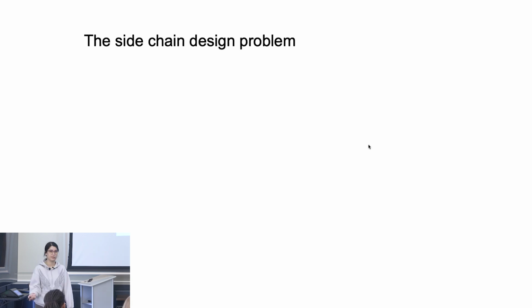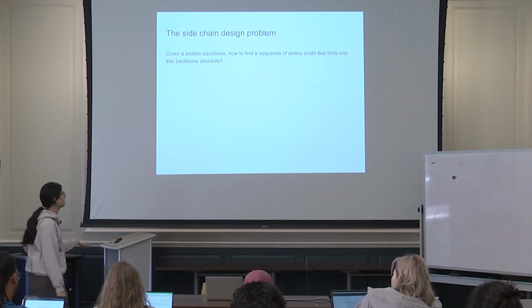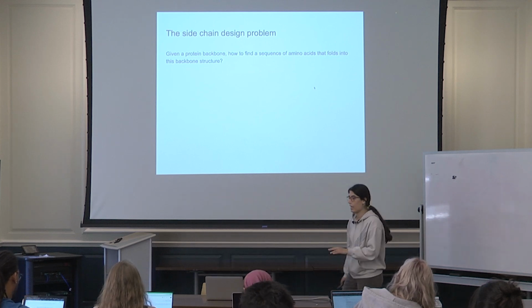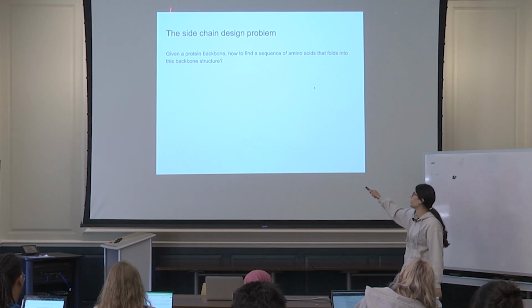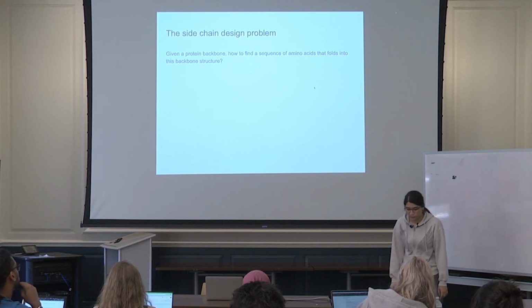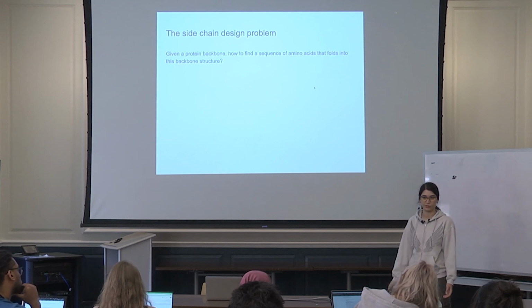And there are also other problems that complicate this task. Given a protein backbone, how do we know that we have the right sequence? And how do we know that we were able to figure out what sequence would fold into the backbone structure that we're interested in? This itself is basically the protein folding problem. And with the side chain design problem here, the idea is that the sequence can also change. And how do we know that we've changed the sequence to the point that it doesn't look like the protein backbone that we started with?